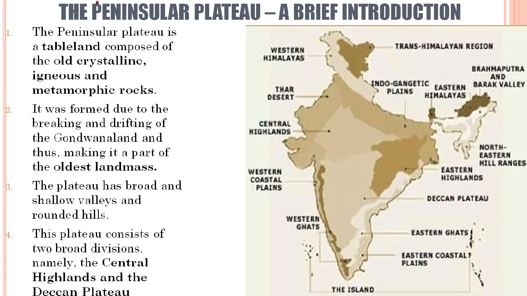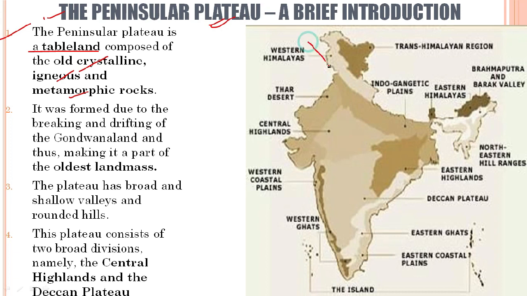Now we'll move to the peninsular plateau and have a brief introduction. So let us see what we actually mean by plateau. Students, as you have already learned, a plateau is a tableland. Clear? Now in India we see this tableland is composed of old crystalline, igneous and metamorphic rocks. Students, we have already learned about different physical features, and if we try to segregate all those features from this map, you can easily identify this tableland, the peninsular plateau of India.